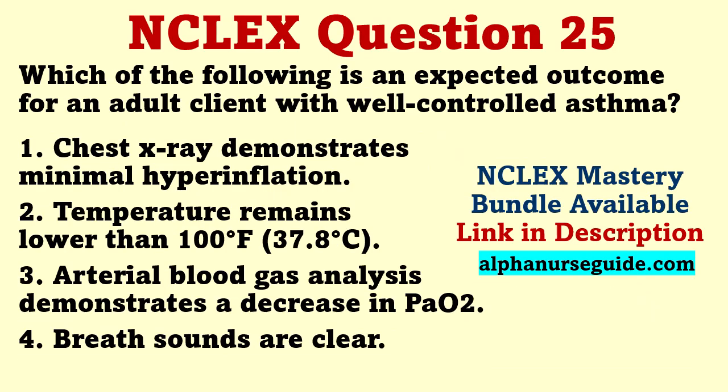Which of the following is an expected outcome for an adult client with well-controlled asthma? 1. Chest X-ray demonstrates minimal hyperinflation. 2. Temperature remains lower than 100 degrees Fahrenheit. 3. Arterial blood gas analysis demonstrates a decrease in PO2. 4. Breath sounds are clear. The correct answer is 4.